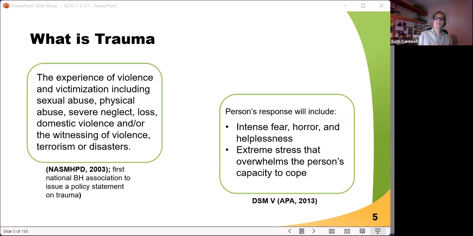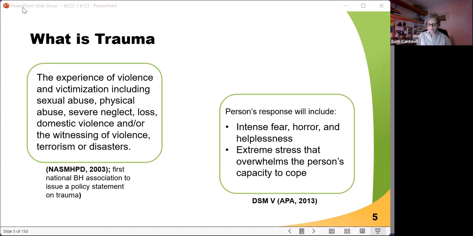Many are still using the one from SAMHSA, and it's this experience of violence and victimization, including sexual abuse, physical abuse, neglect, loss. But it's not just your own experience. It could be witnessing. And then back in 2013, it was updated with the DSM-5. And the person's response is going to include fear, horror, helplessness, and extreme stress that overwhelms their capacity to cope. And that gets back to what we talked about yesterday, that self-regulation, which is kind of the cornerstone of development, supporting people with that ability to cope.